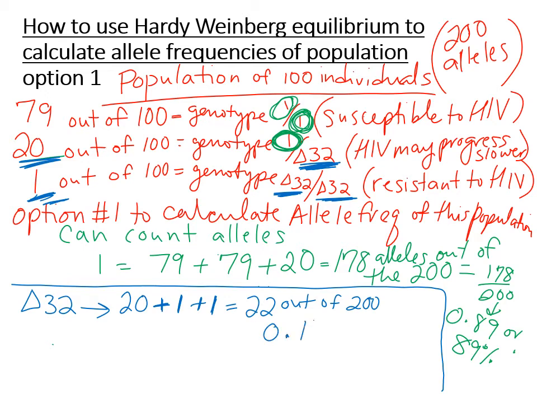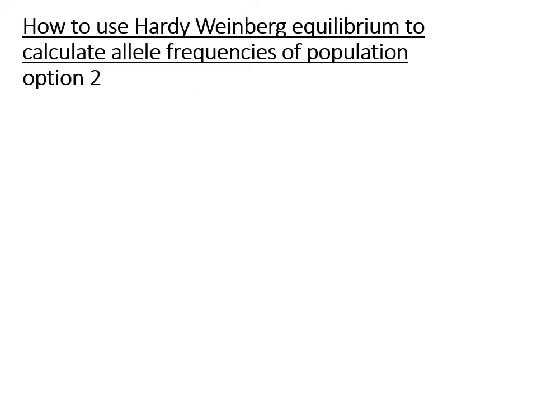That's 0.11 or 11% of the population, which makes sense because before we said the first allele was 89% of the population, which means the second allele has to be 11% frequency in that population, because the two alleles' frequencies, if it's in equilibrium, have to equal 100%. There's no other allele for that trait in that population. If you're unsure of how to get allele frequencies by counting the alleles, simply message me in Remind and I'll go over it again. The second way that you can get allele frequencies is by going by genotype frequencies.